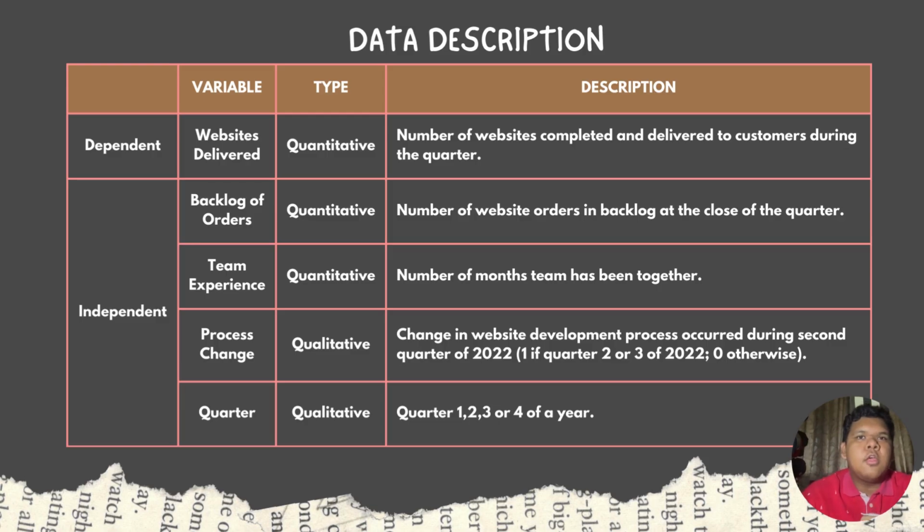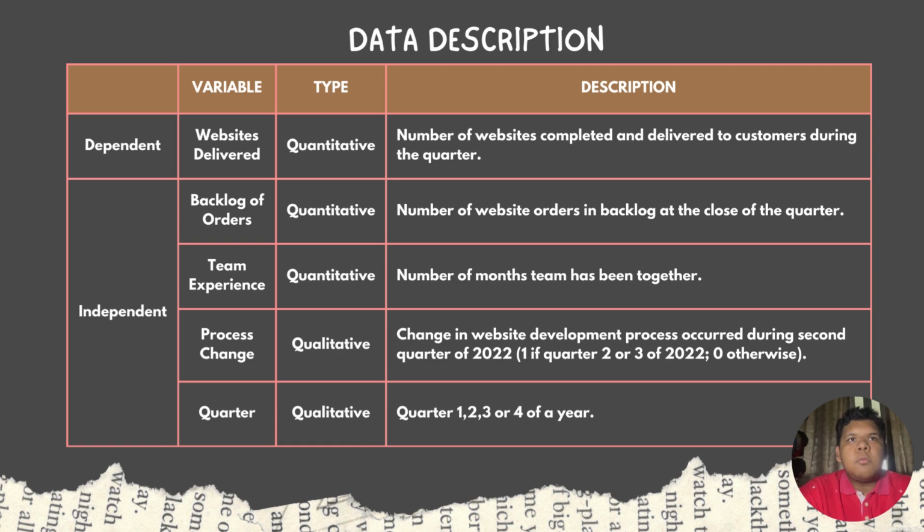We have chosen 5 variables to be included in our study. The first one is websites delivered. It is a dependent variable and also a quantitative one. It is the number of websites completed and delivered to customers during the quarter. The second one is backlog of orders. It is an independent variable and it is the number of websites ordered in backlog at the close of the quarter.